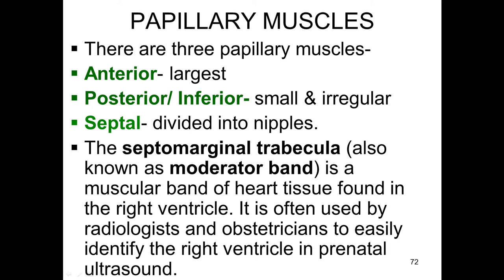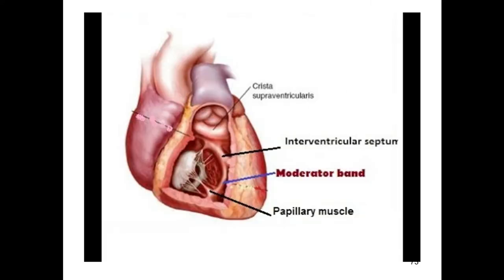That is a muscular band of the heart tissue that is present in the right ventricle, and the main relevance of this moderator band or septomarginal trabecula is that it is often used by obstetricians and radiologists to identify the right ventricle in prenatal, before birth, ultrasound. Okay, let's study about the moderator band. Over here we can see the moderator band.